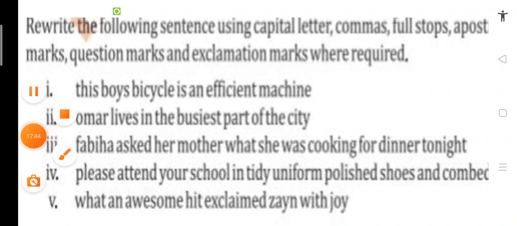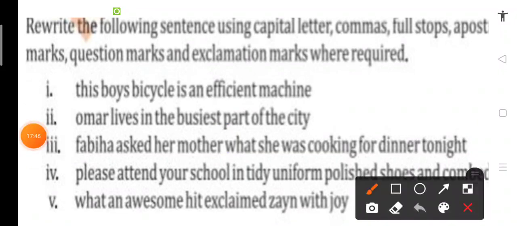So now the next sentence is: "Please," P capital, then comma, "attend your school in tidy uniform," comma, "polished shoes and combed hair." Last sentence is what? You have to write it with capital W.